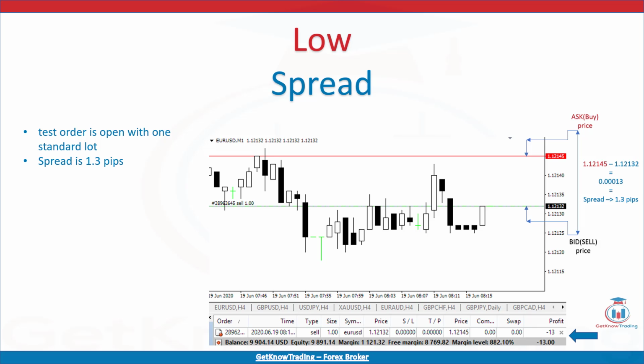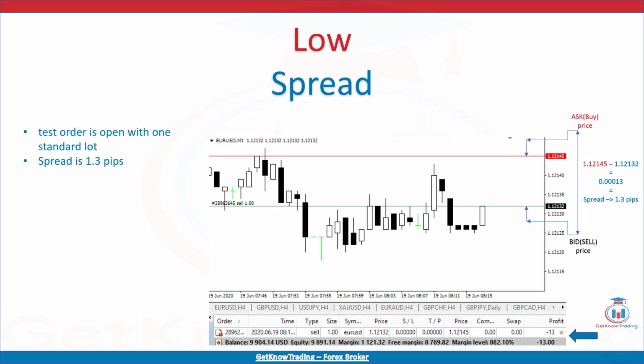I will show you 3 examples with 3 different spreads. Each example uses a standard lot size for easier comparison. On each chart, I have drawn the distance between the ask and bid price to extract the spread amount.